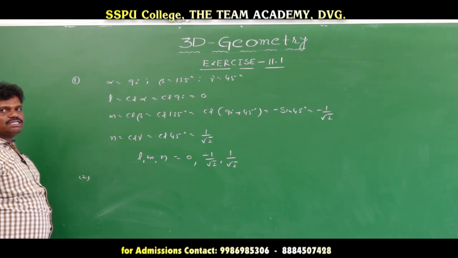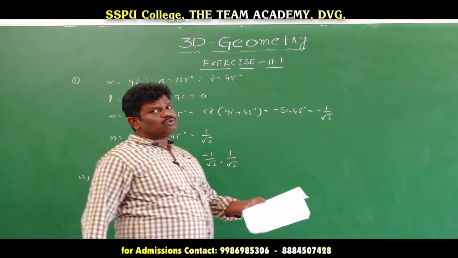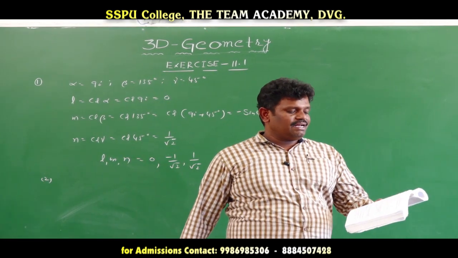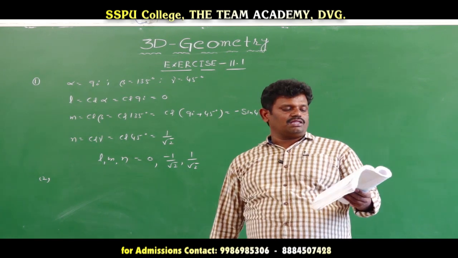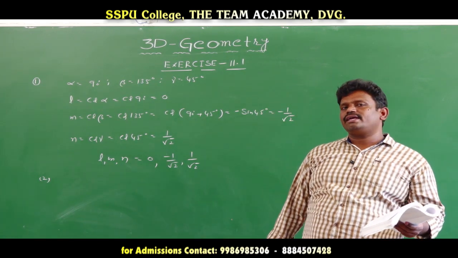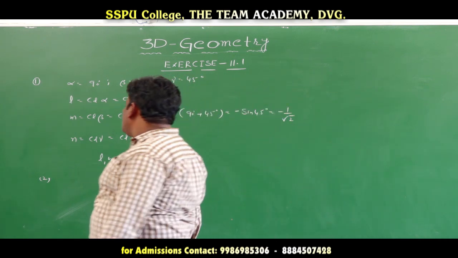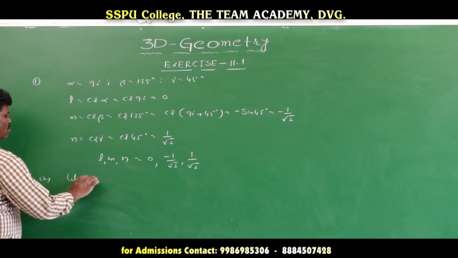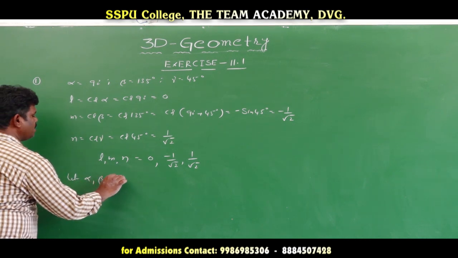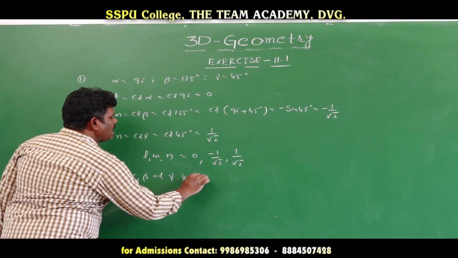Okay? So next one. This question is very important: find the direction cosines of a line which makes equal angles with the coordinate axes. Equal angles with the coordinate axes means we take: let alpha, beta and gamma be the angles.